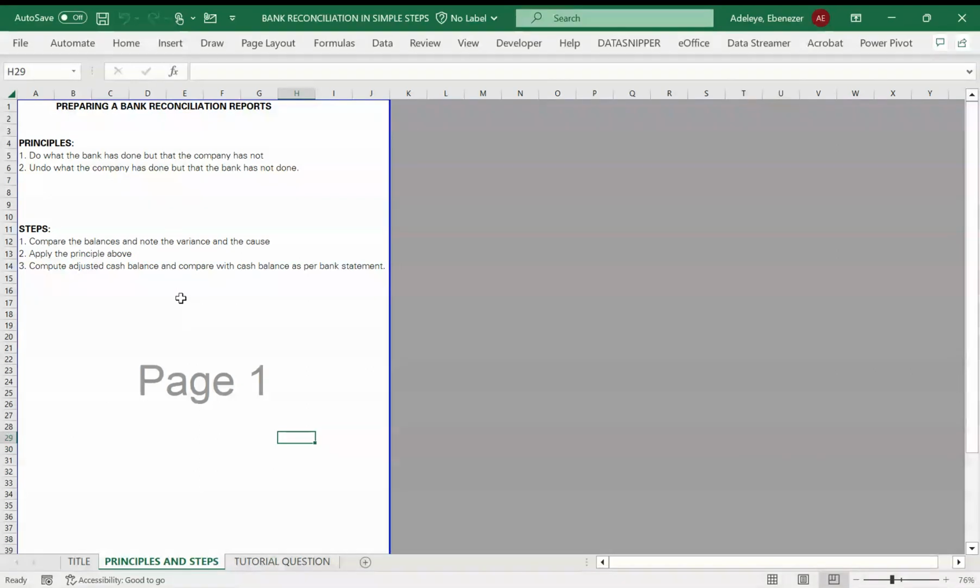So for this principle that I'm sharing, we are working from the cash balance as per the cash ledger, and we are reconciling towards the cash balance as per the bank statement. So the first principle is to do what the bank has done, but the company has not done. I'll give a very quick example. A very quick example is the bank charges or the service fee.